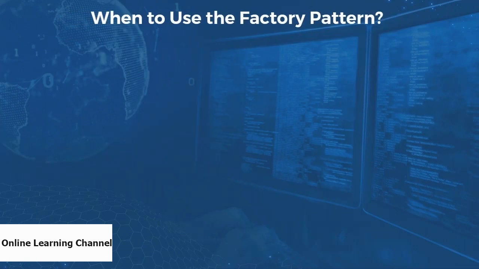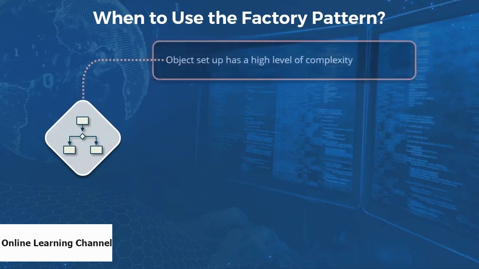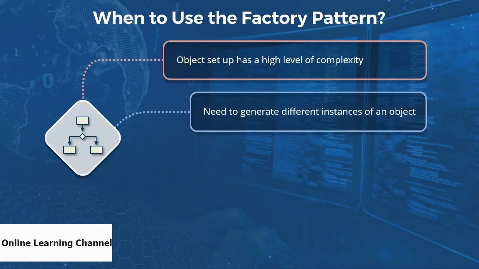Now, how do you make the choice of the factory pattern for your situation, for your use case? You'll use the factory pattern when object setup and creation has a high level of complexity. Let's say the object needs a bunch of configuration parameters that need to be specified correctly, and it's not easy to do so. You'll also use the factory pattern when you need to generate different instances of an object. The factory method allows your clients to specify the kind of object they're interested in, and the method will take care of creating and instantiating the right object for them.